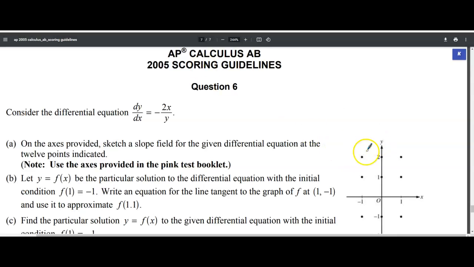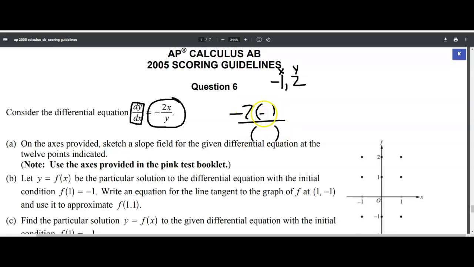All right, so let's begin here. I'm going to start with this first point here, and the coordinates of that point are -1, 2. So the x value is -1 and the y value is 2, and I'm going to plug them in here to find out what the slope is. This will give me the slope because it's the differential equation, which gives me a slope. So we have -2 times x over y. The x value is -1 and the y value is 2. So I have 2 over 2, which is 1.